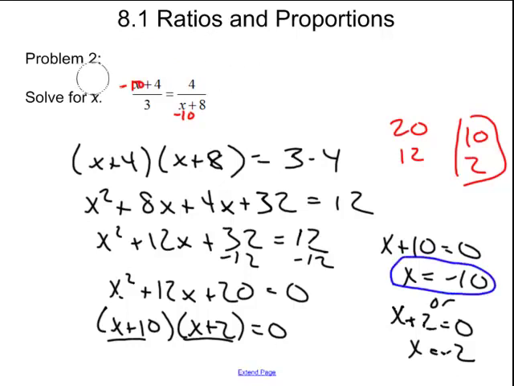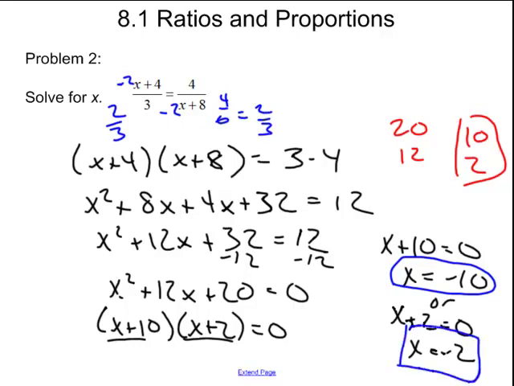Let's see what happens if I plug in a negative 2. If I plug in a negative 2, negative 2 plus 4 is 2, and I get 2/3. If I plug in a negative 2 on the other side, I get 4/6, which is 2/3. 2/3 is equal to 2/3, so x equals negative 2 is another possible solution. My solutions are x equals negative 10 or x equals negative 2.